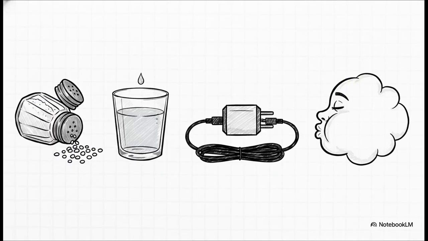If we actually map these bond types directly to items you interact with every single day, it really anchors the science right into reality. Like the table salt you put on your food, that's an ionic bond at work. The water you drink, covalent bonding. The copper wire inside your phone charger, yep, that's the metallic bond sea of electrons doing its thing. And the carbon dioxide you breathe out, that's just another covalent bond.